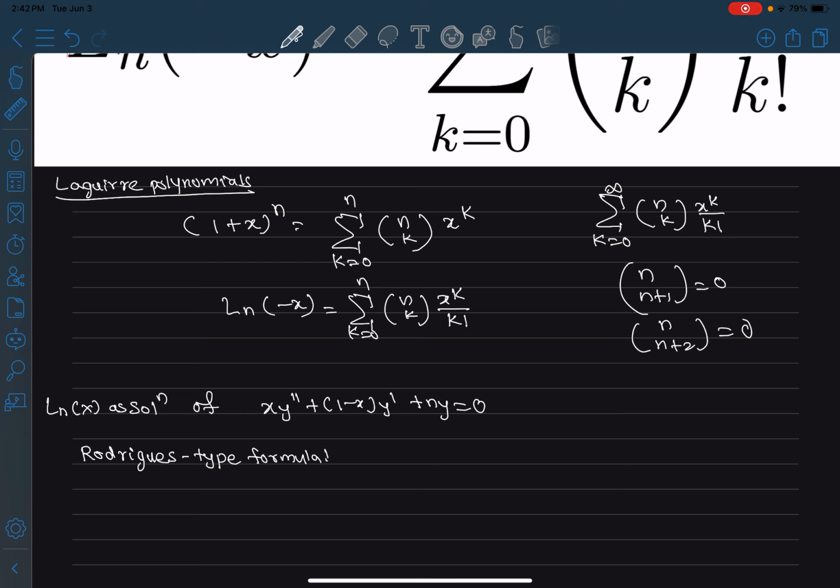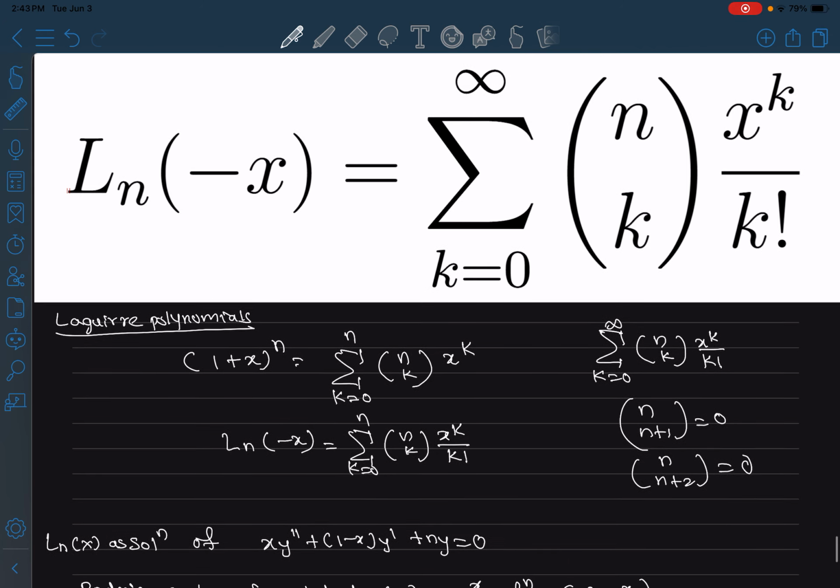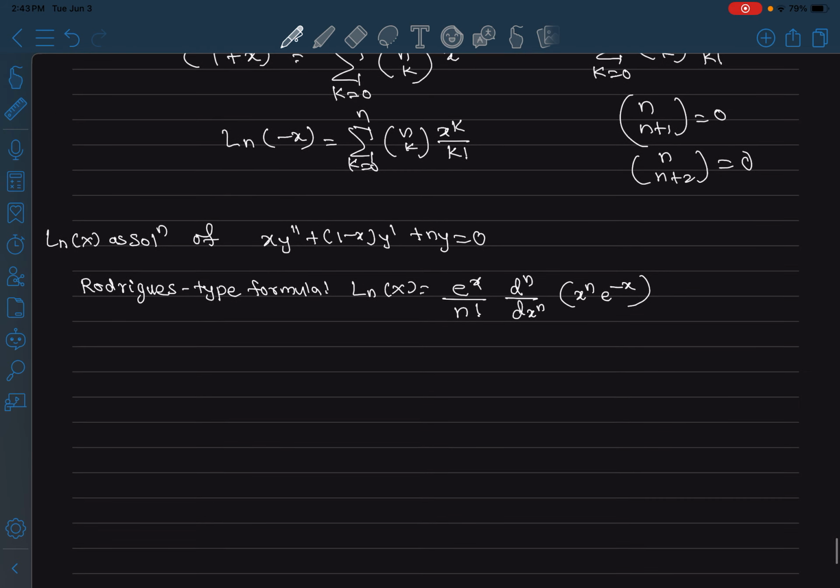If we use this formula, the definition is that the Laguerre polynomial is e to the power x over n factorial, times the nth derivative of x to the power n e to the power minus x. So we're going to use this Rodrigues type definition of the Laguerre polynomial to prove this interesting fact.